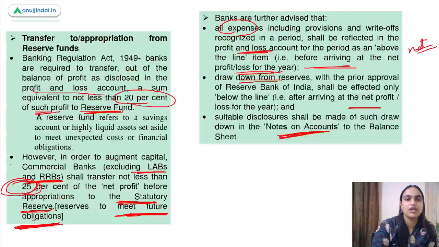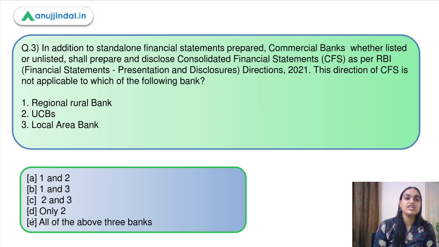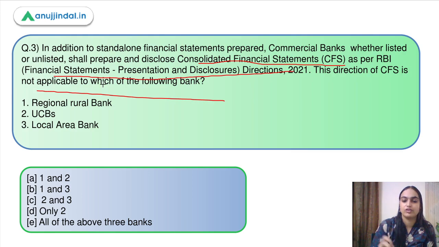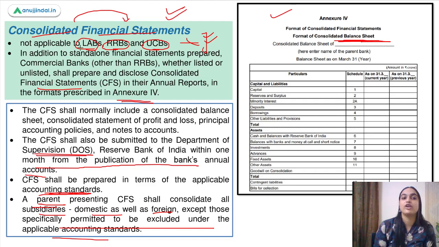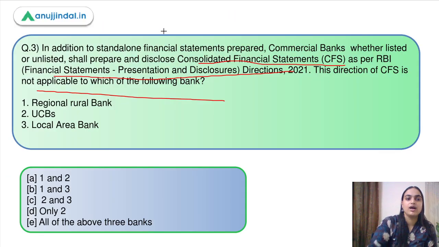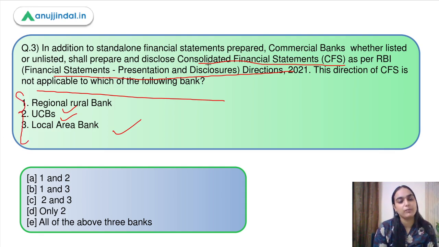Moving on to question number 3 now, which says, in addition to the standalone financial statements prepared, commercial banks, whether listed or unlisted, need to prepare and disclose the consolidated financial statements as per RBI's very direction. This direction of the consolidated financial statement is not applicable to which of the following? So, when I discussed consolidated financial statements, I told you they are not applicable to local area bank, regional rural bank and urban cooperative bank. So to all these three, they are not applicable, but to remaining commercial banks, this very direction is applicable. So the answer is option E, all of the above three banks.